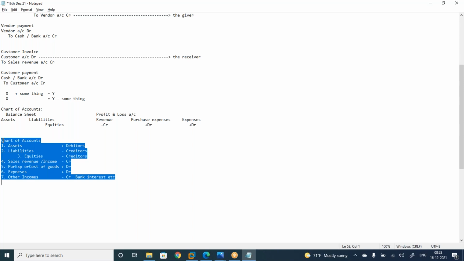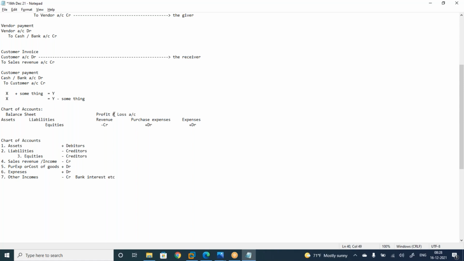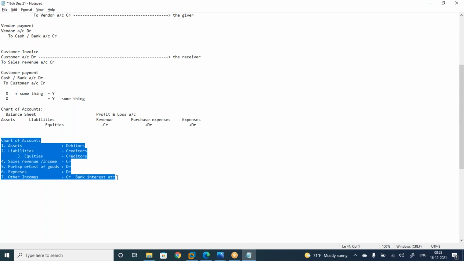Anyone? Chart of accounts are classified into balance sheet and profit and loss account or income statement. This balance sheet is further classified into assets, liabilities, and liabilities are further classified into equities also. So chart of accounts means assets, liabilities, equities, sales revenue, purchase expenses or cost of goods, expenses, other incomes. So in this manner, do I need to remember? Yes.